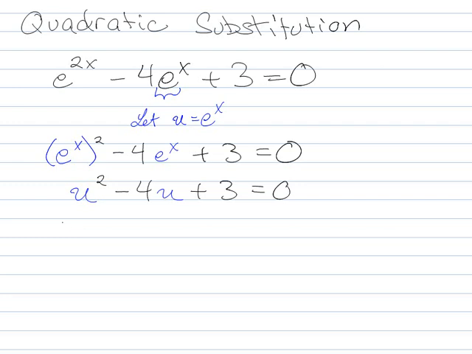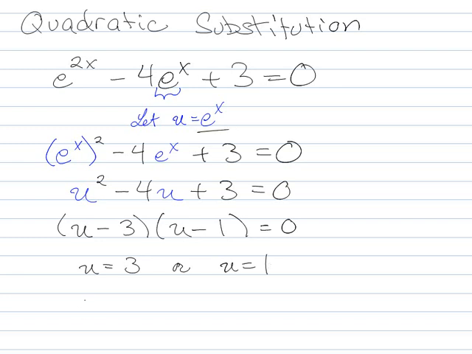So now I have a quadratic equation, which I'm completely capable of solving. A u and a u, and that's a plus and that's a minus, so these are both minuses. We've got u minus 3, u minus 1. We've got u equals 3, or u equals 1. But I'm not trying to solve for u, right? I'm trying to solve for e to the x. So I'll substitute back, say e to the x is 3, or e to the x is 1.